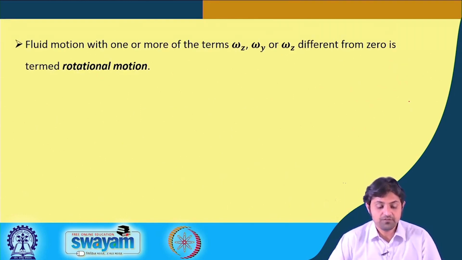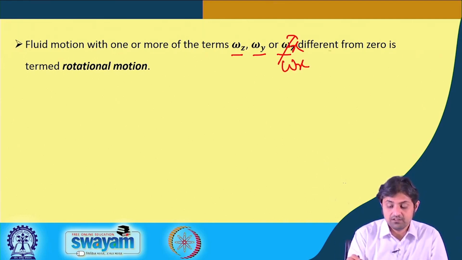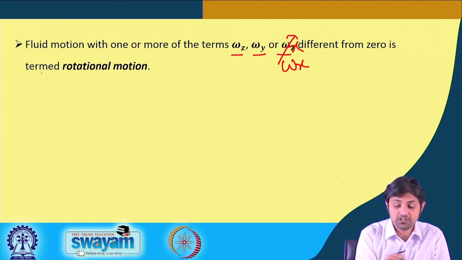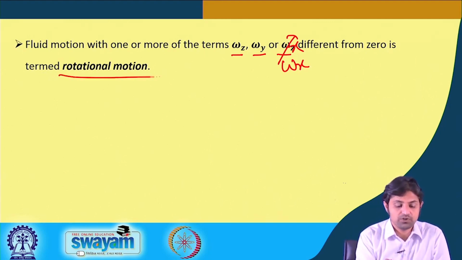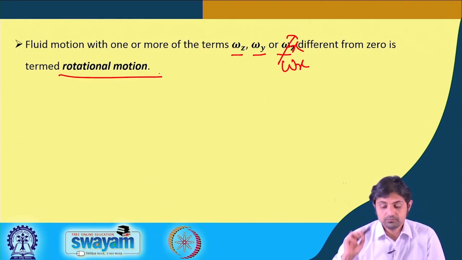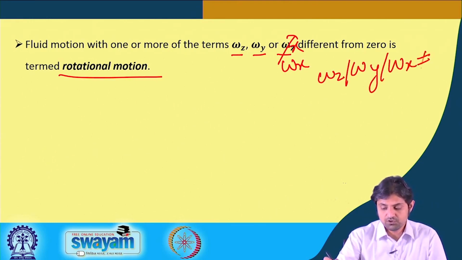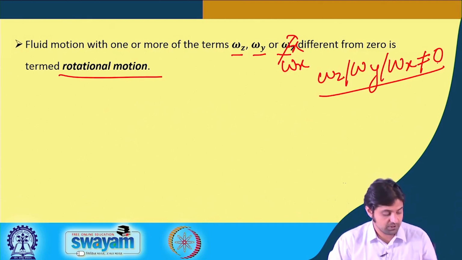Fluid motion with one or more of the terms omega z, omega y or omega x. So, this is not omega z, this is omega x. If these terms are not 0, this motion, where at least one of these omegas is not 0, is called rotational motion. So, the condition is omega z or omega y or omega x should not be equal to 0. If at least one of them is not equal to 0, it is called rotational motion.